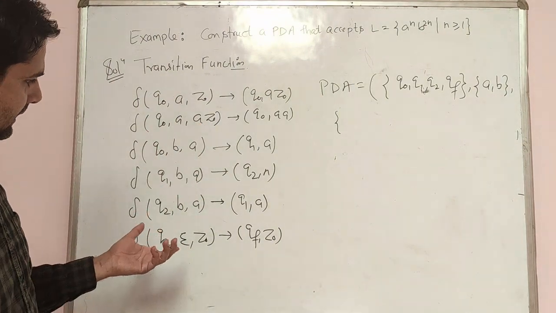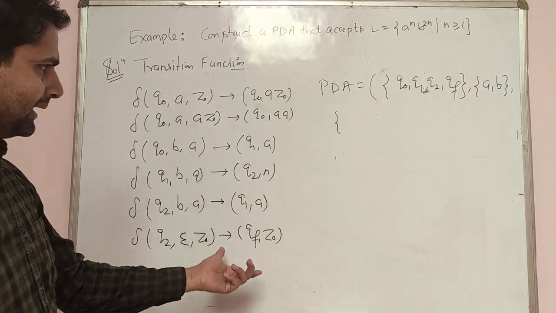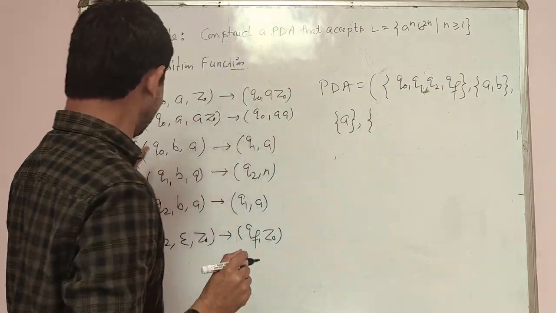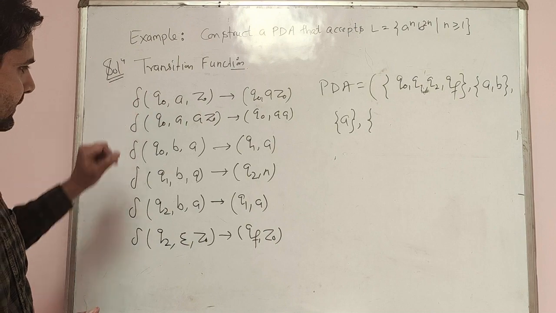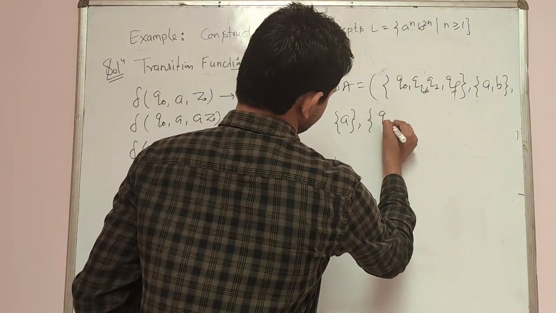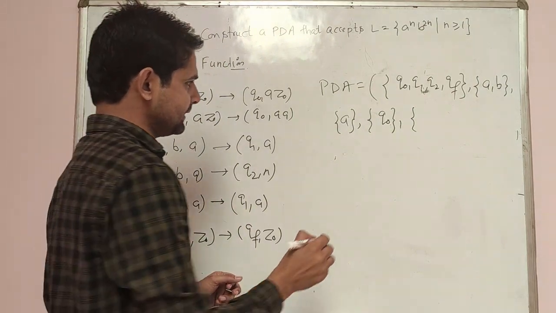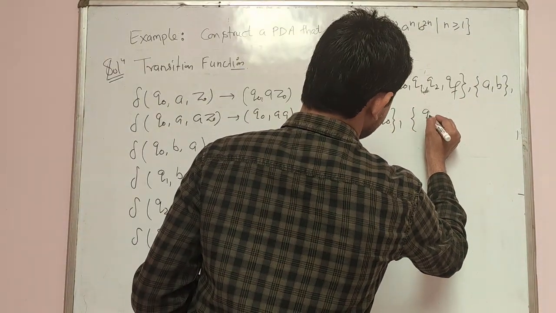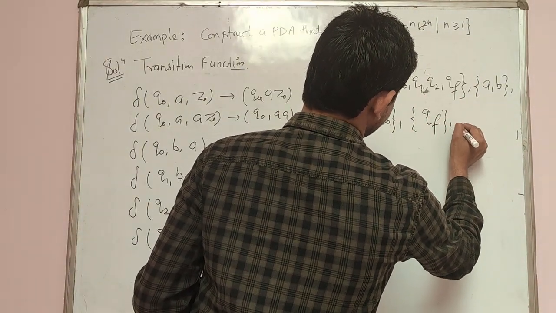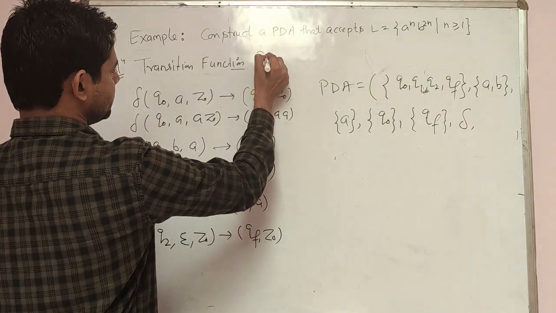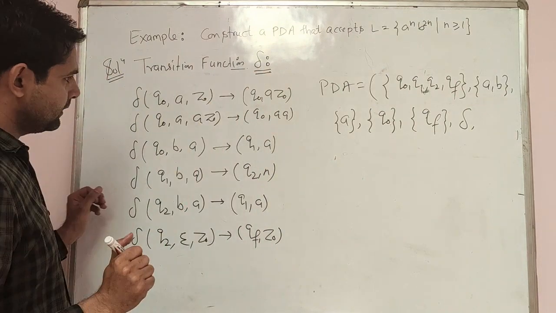Stack symbols. In the stack we have stored only A, so A is the only tau value. Then we have the initial state, which is Q0, right? Then the set of final states. We have only one final state in that case. It is QF. Then we have the transition function. This one is the complete transition function, delta, right?